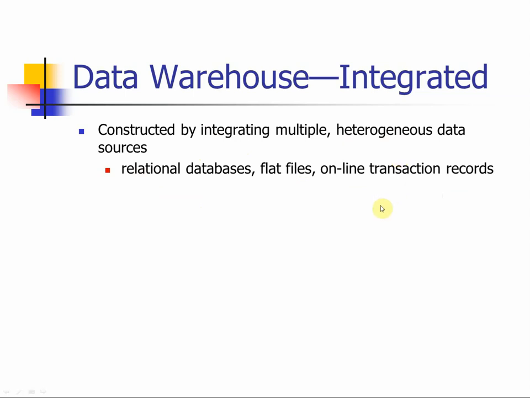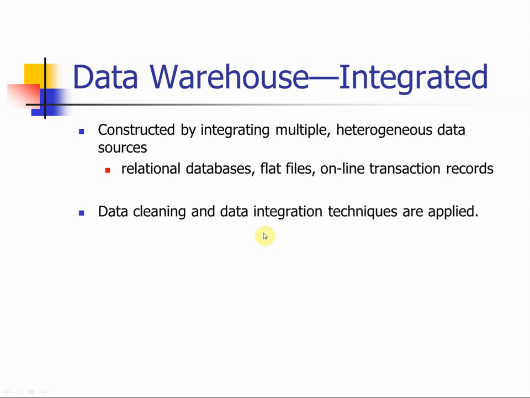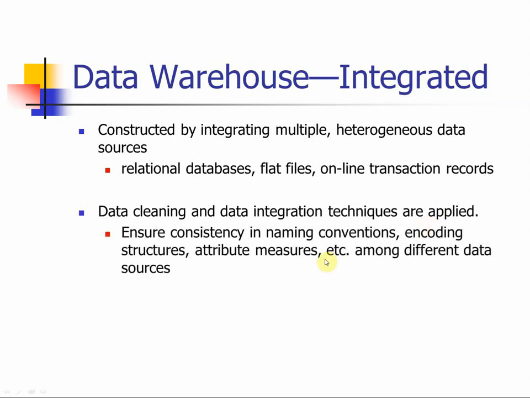Of course, how to combine them together is an art in creating the data warehouse. Data cleaning and data integration techniques are crucial in this step. So you need to make sure that naming conventions are consistent, make sure the people who are going to use it understand the name of each attribute, why they are relevant, why they are important, and of course you need to remove all of those duplications. The encoding structure, attribute measures, etc. among different data sources need to be clearly defined as well as interpreted.